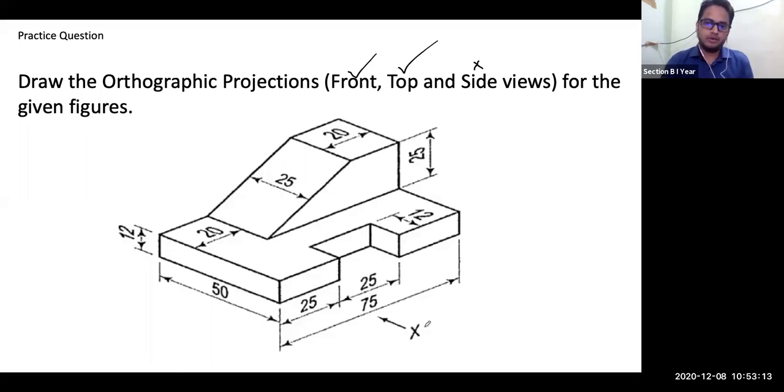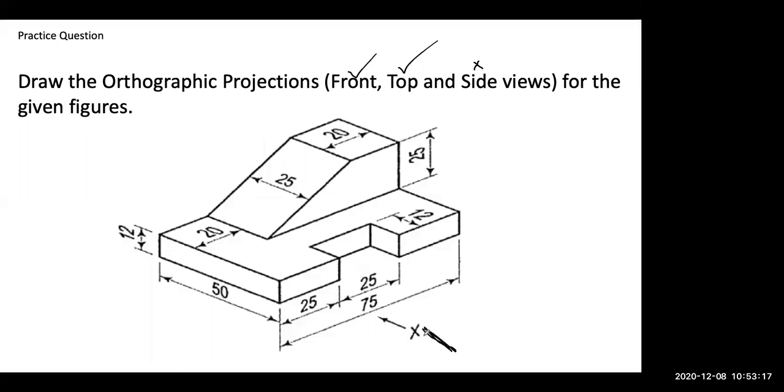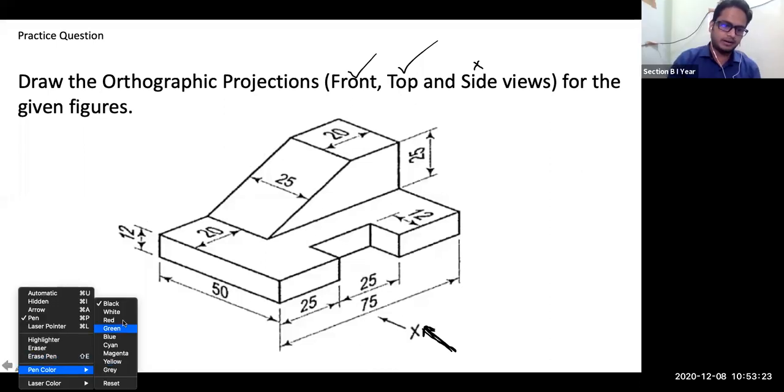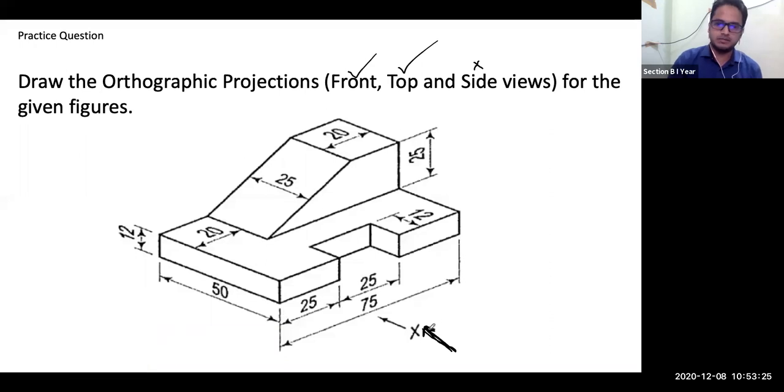Okay, where is the observer? Observer is looking from this side, right hand side. Let me make it red so that it will be clearly visible to everyone. Observer is looking from this side.